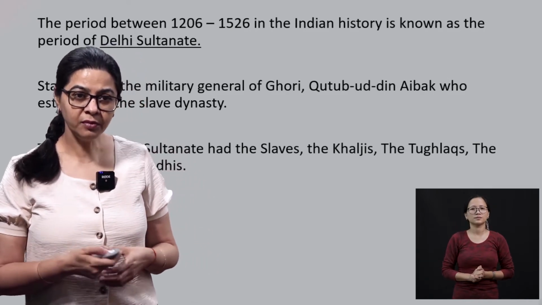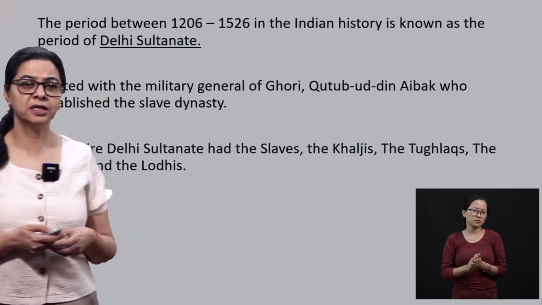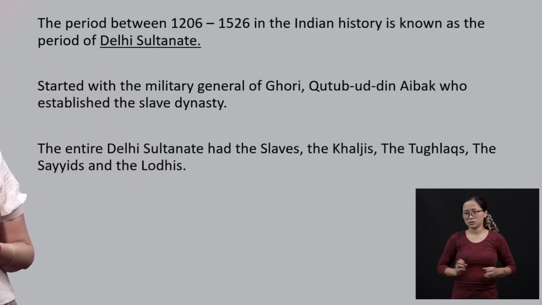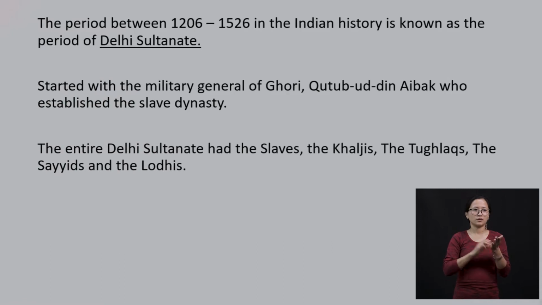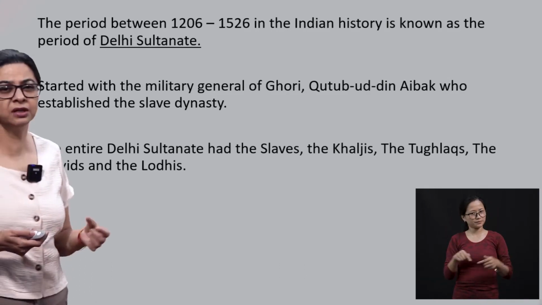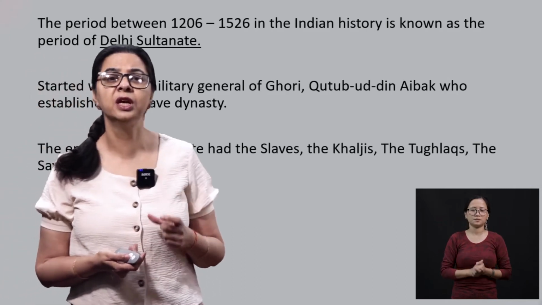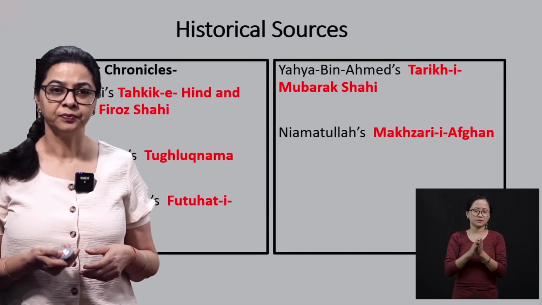So how did it actually start? It started with the military general of Gauri. Gauri was a plunderer. The military general was Qutubuddin Aibak, who established the slave dynasty. Now this Qutubuddin Aibak was actually a slave of Gauri and hence started the slave dynasty. So the entire Delhi Sultanate had the Slaves, Khiljis, Tughlaqs, Sayyids and the Lodhis. Sayyid was a very short dynasty.